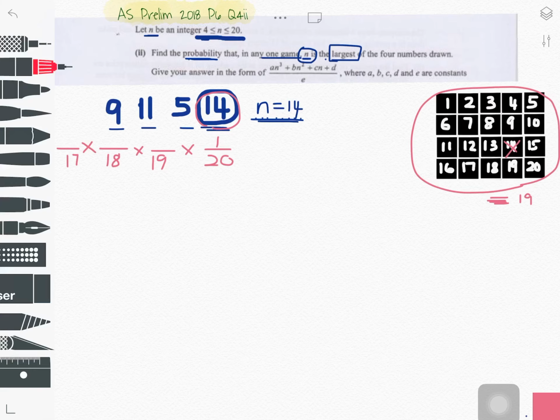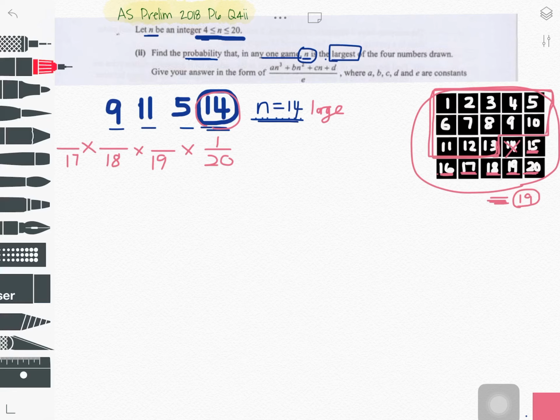But now the restriction is that this is the largest. If this is the largest, can I select 15? Can I select 16? Cannot, and this also cannot. So out of the remaining 19 numbers here, I can only take any one out of 1 until 13, because 14 is the largest number. This is the light bulb moment. If you realize that I can only take 1 until 13, then you know 14 is the largest number.